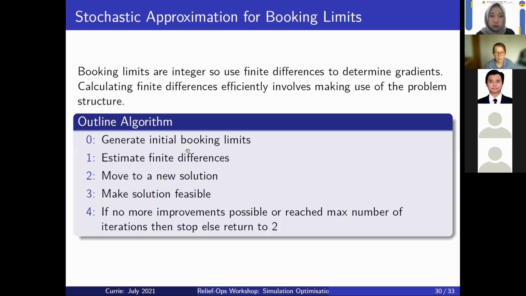Essentially then their algorithm looks like this. It will generate some initial booking limits. They'll look at these finite differences, so they'll look at estimates of the gradient, move to a new solution, and make that solution feasible, because in the airline problem there are lots of various constraints. And then if no more improvements are possible, or you've got to the maximum number of iterations, they'll stop and return the answer. Otherwise, they'll go back to 2 and move to another solution, make it feasible, run the simulation with it, and test what's going on. If it's satisfied the stopping criteria, they'll return an answer, and otherwise they'll keep going.